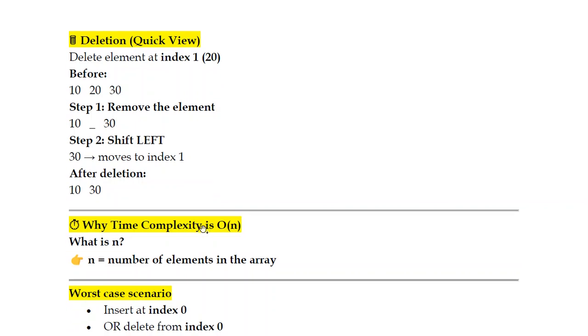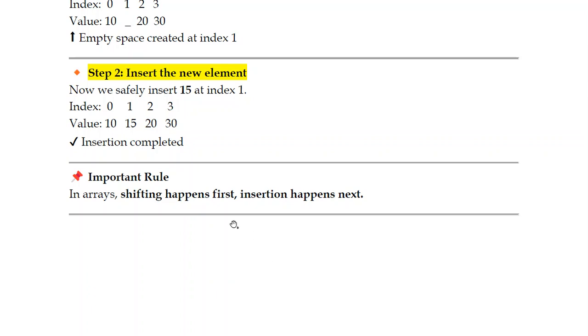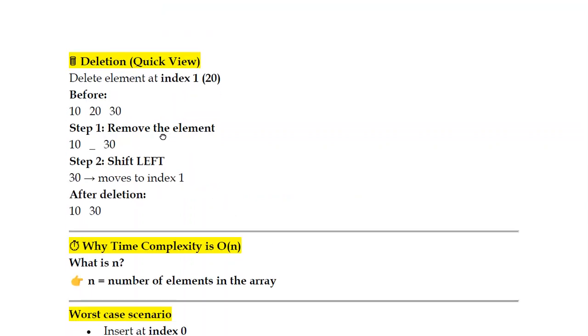Okay. Deletion also, a quick view. If I'd like to delete the element 20, then 30 should come here. Am I right? So for that purpose, first make that area blank, then shift left. Remove the element first. In insertion, shifting happens first and insertion next, but here deletion happens first. Remove the element, leaving an empty space. Then 30 moves to that blank, the first index. Already 30 is at the second index, now it will move to the first index.